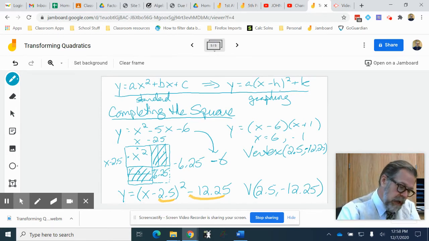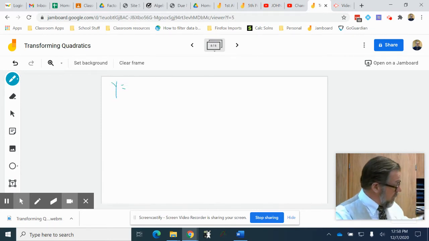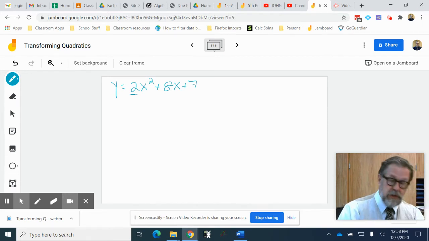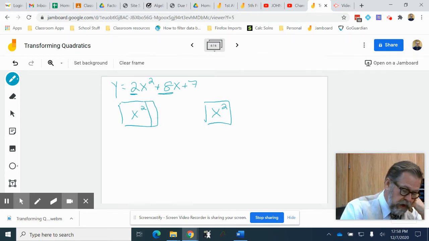So let's look at another example with slightly more complicated numbers. y equals 2x squared plus 8x plus 7. Now notice that I can't make one square because I have two of these x squareds, and there's no way to make one square with two x squareds. So what I'm going to do instead is make two squares. Each square gets half of those. Each square gets a total of 4 x's. So remember, these are 1 by x.